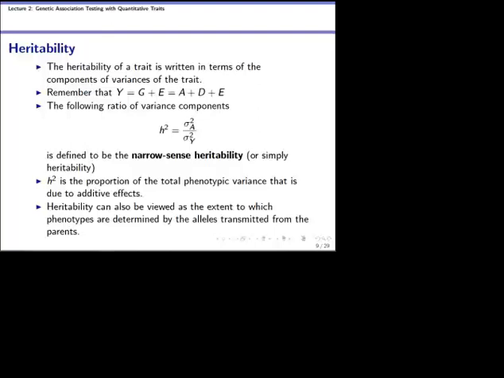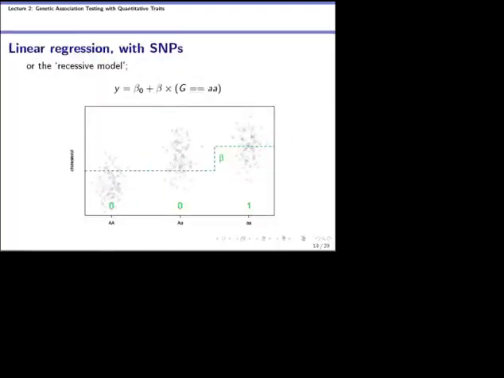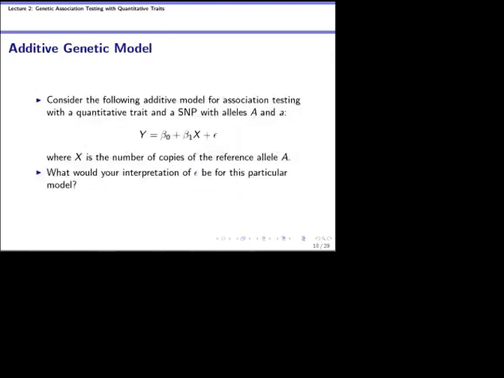And so that's why pedigrees are important, because you can actually assess the proportion of phenotypic variance that can be explained by parents passing down alleles to their children. And so that goes to the question about missing heritability that I'll talk about in a minute.